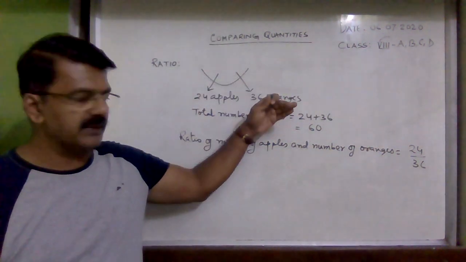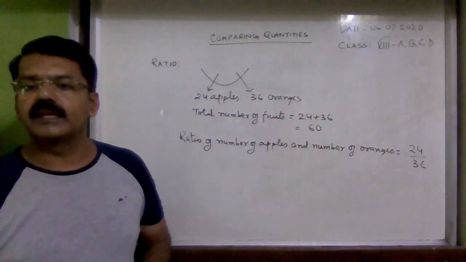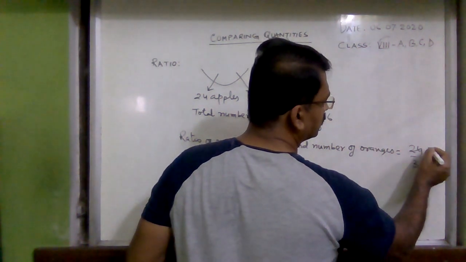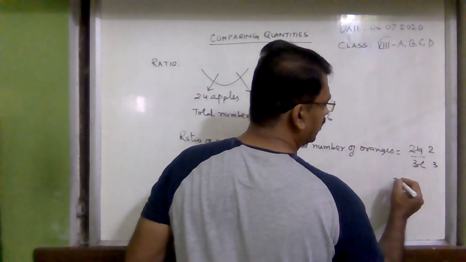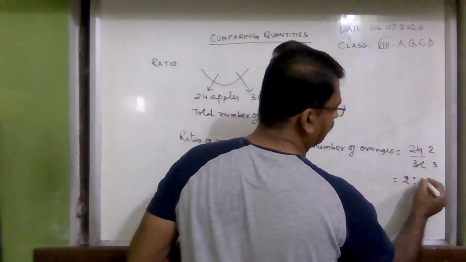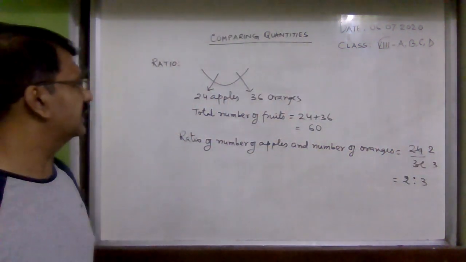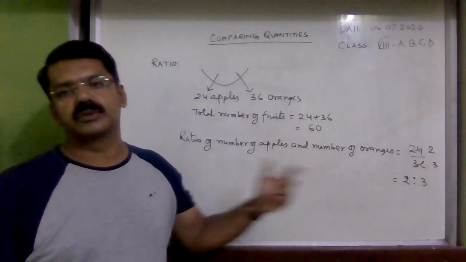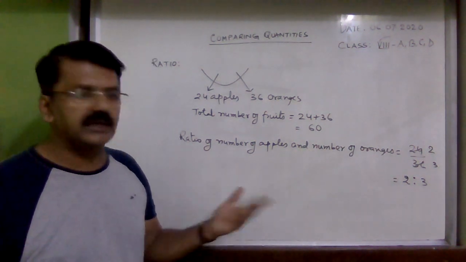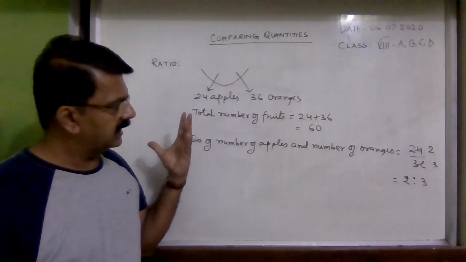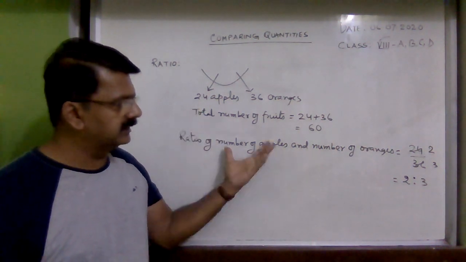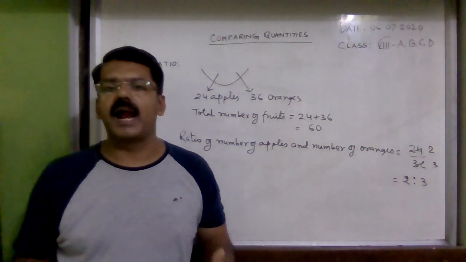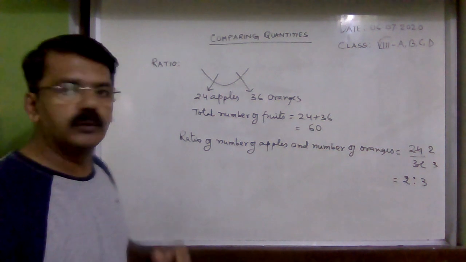Clear? Number of apples in the numerator and the number of oranges in the denominator. Now when you cancel it by 12, we have 2 upon 3. So we can write it as 2:3. So the ratio between the number of apples and the number of oranges is 2:3. Clear? This ratio helps you to compare the number of apples and the number of oranges in the fruit basket.